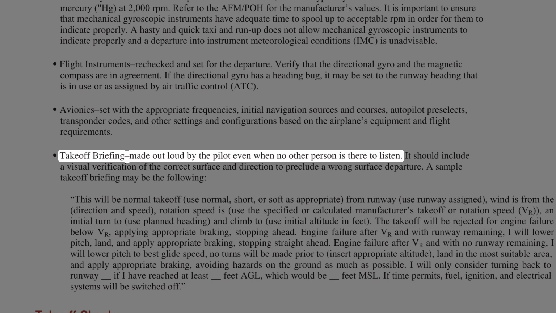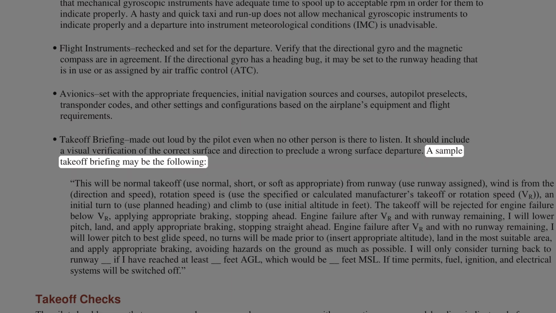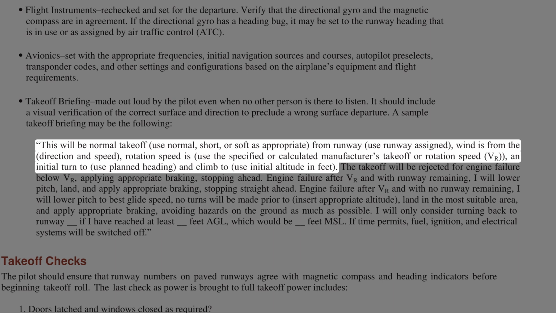Takeoff briefing, made out loud by the pilot even when no other person is there to listen. It should include a visual verification of the correct surface and direction to preclude a wrong surface departure. A sample takeoff briefing may be the following. This will be normal takeoff, use normal, short, or soft as appropriate. From runway, use runway assigned. Wind is from the direction, and speed, rotation speed is, use the specified or calculated manufacturer's takeoff or rotation speed, V, and initial turn to, use planned heading, and climb to, use initial altitude in feet.